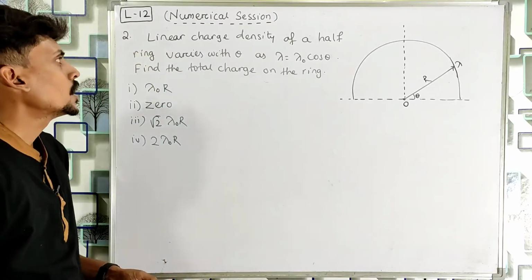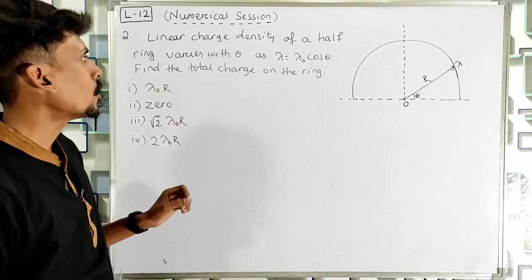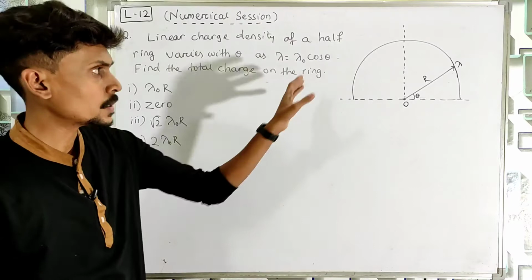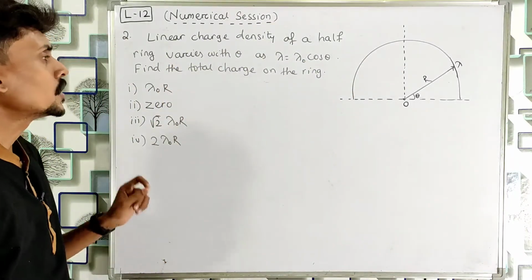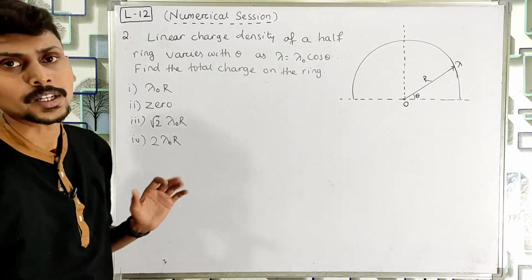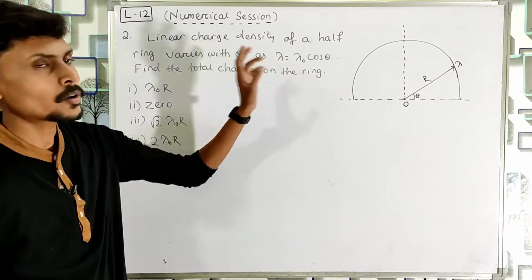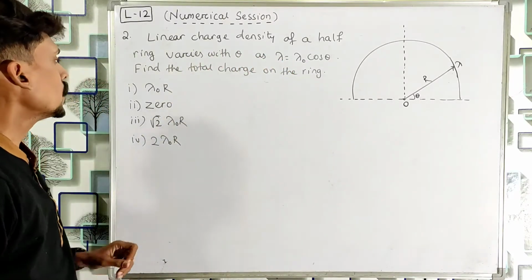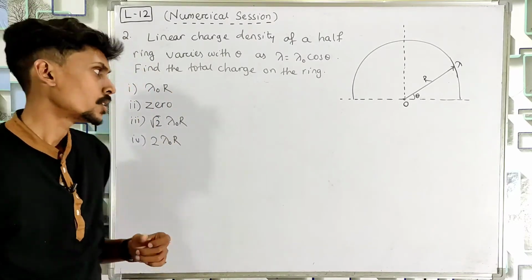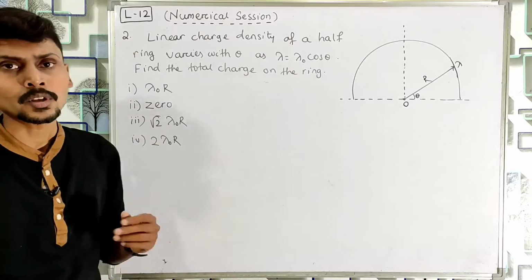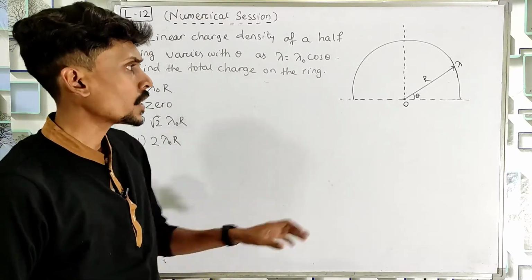The question is, the linear charge density of a half ring, meaning a semicircular ring, varies with theta as lambda equal to lambda naught cos theta, and here this lambda naught is a constant quantity. So you have to find the total charge on the ring. There are 4 options given and you have to choose the right option. So look at the diagram here.